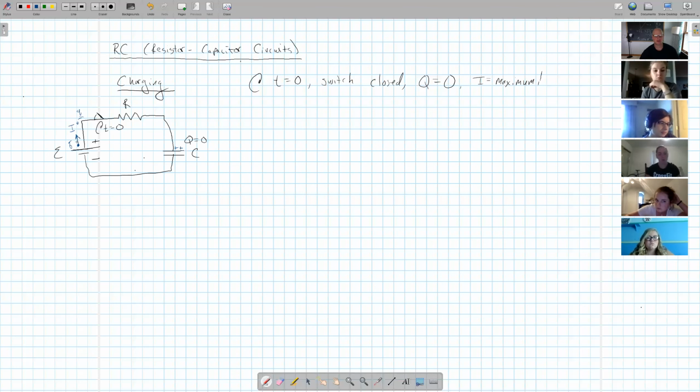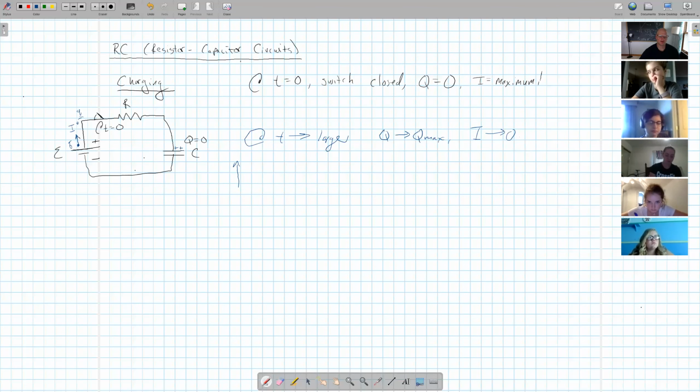So effectively what's happening is when I close this switch, the current is going to be running at its maximum. There's going to be 0 charge on the plate. And then as time runs on, so at, say, t goes to very large, what happens in this case then is that the charge will start approaching the maximum charge, and then the current is going to slow down to basically 0. Okay.